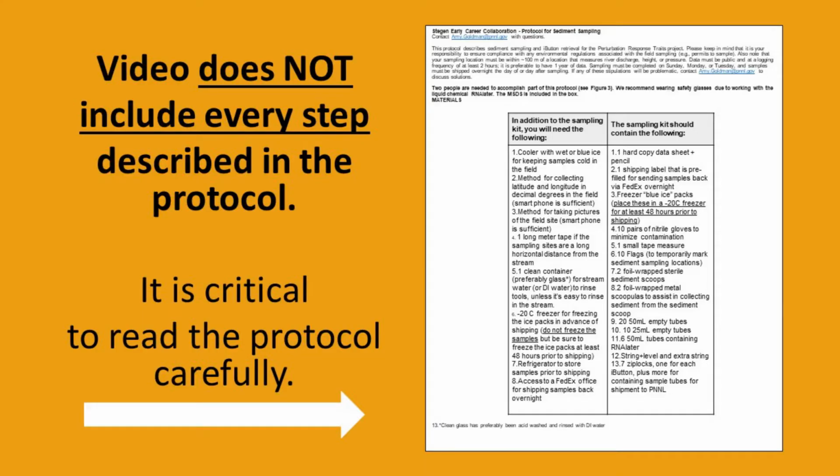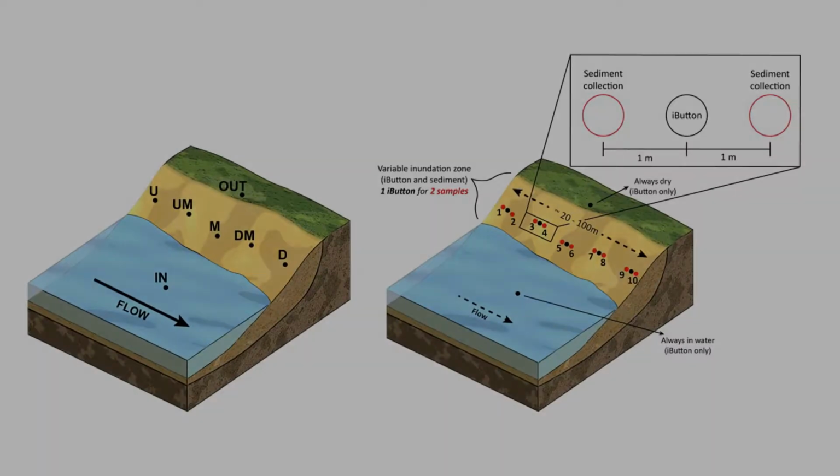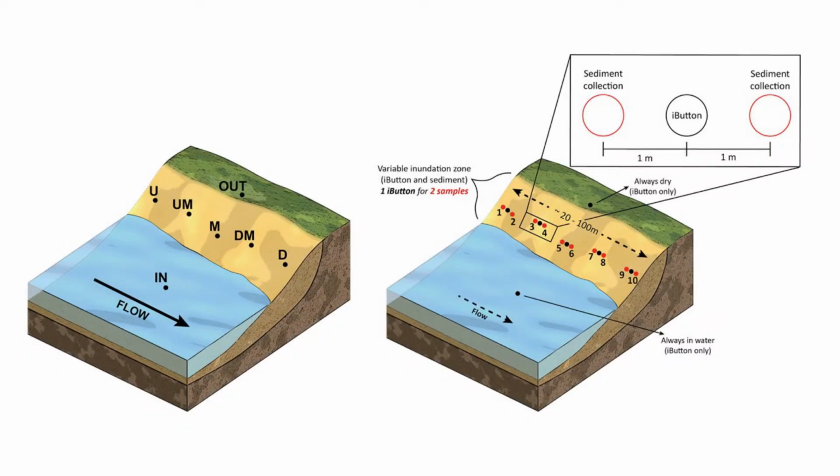This protocol describes the following activities: identifying 10 sediment sampling locations along the transect previously marked with I-buttons, collecting sediment samples at each location, retrieving the previously deployed I-buttons, and shipping samples back to PNNL. Sediment will be collected from 10 sites that should be 1 meter away from one of the 5 I-button sensors. That is, sediments will be collected 1 meter upstream of each I-button and 1 meter downstream of each I-button.